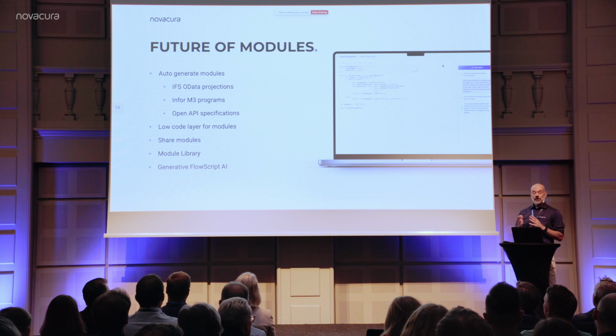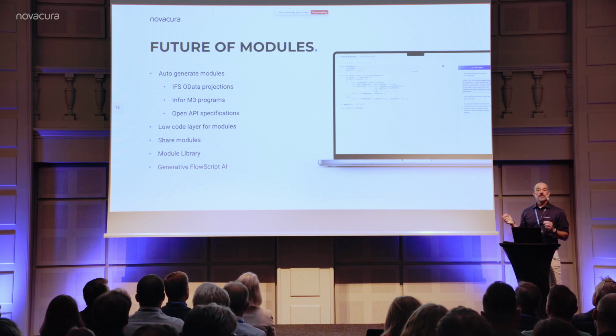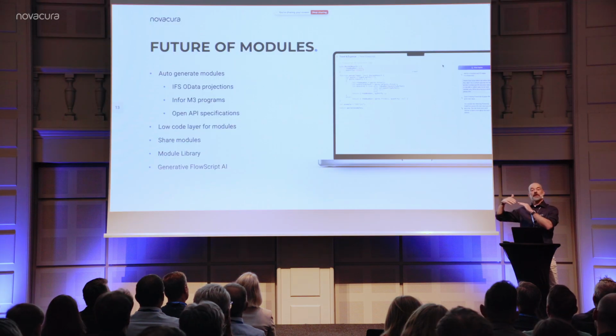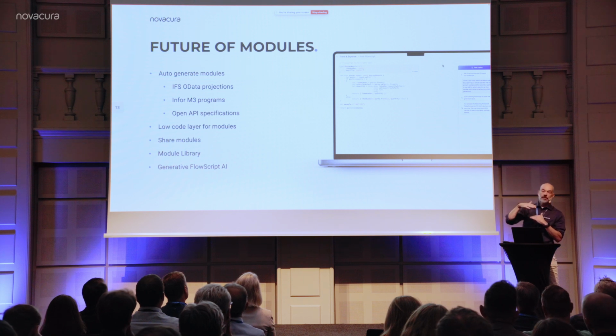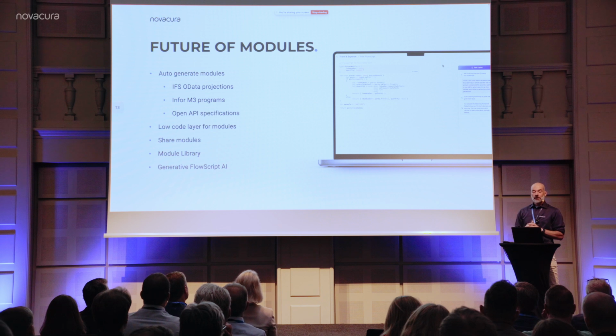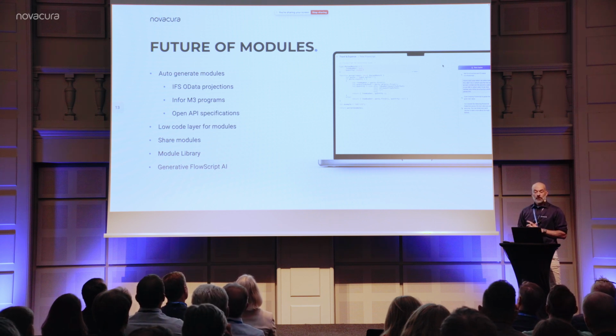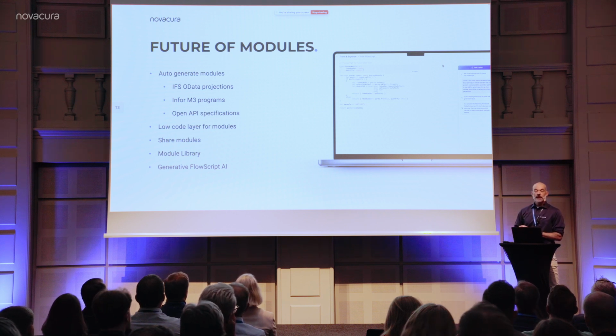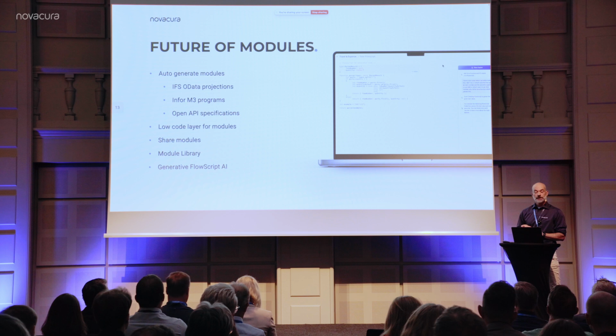Low-code layer for modules. Enable a low-code interface for using modules. So have a way of just browsing your modules, and the functions and the parameters needed will just appear, so you can click and use them in a low-code way. Module library. Provide a central library for discovering and downloading modules, so pre-made modules that you can just use in your applications.